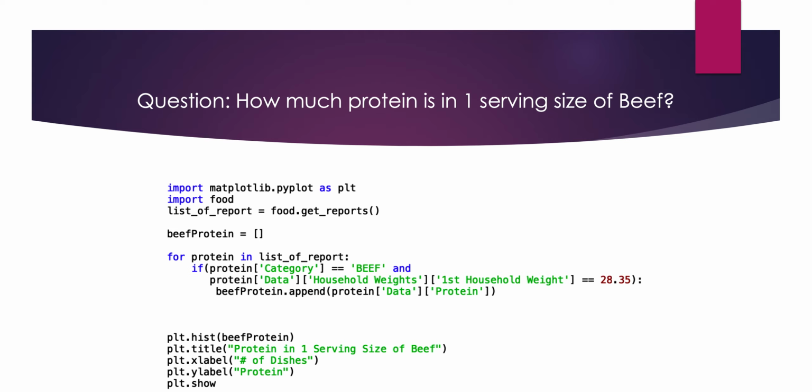So the first question we're going to look at is how much protein is in one serving size of beef. In the data provided, we can see that we were looking at specifically beef within the category of the data structure. And within that, we were looking at exactly 28.35 grams of beef. The reason we chose this number is the dataset uses this specific unit of measurement to determine what a serving size is.